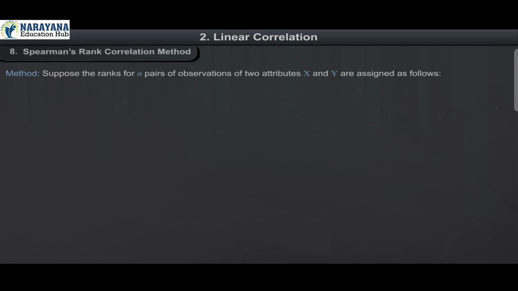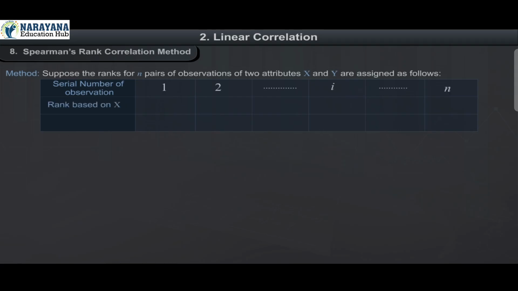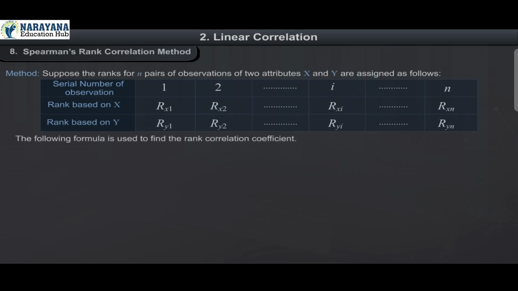Method. Suppose the ranks for n pairs of observations of two attributes x and y are assigned as follows. Serial number of observation: 1, 2, up to i, up to n. Rank based on x: rx1, rx2, up to rxi, up to rxn. Rank based on y: ry1, ry2, up to ryi, up to ryn. The following formula is used to find the rank correlation coefficient.